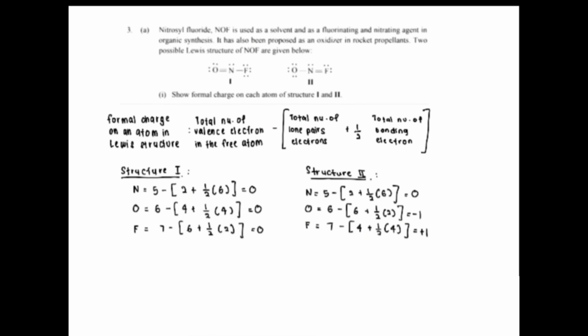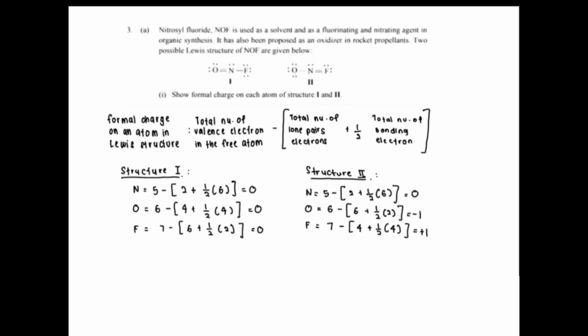So there are two possible structures given to us, the first one and the second one. Let's move to the first question, Roman 1. It asks us to show the formal charge on each atom of structure 1 and structure 2.